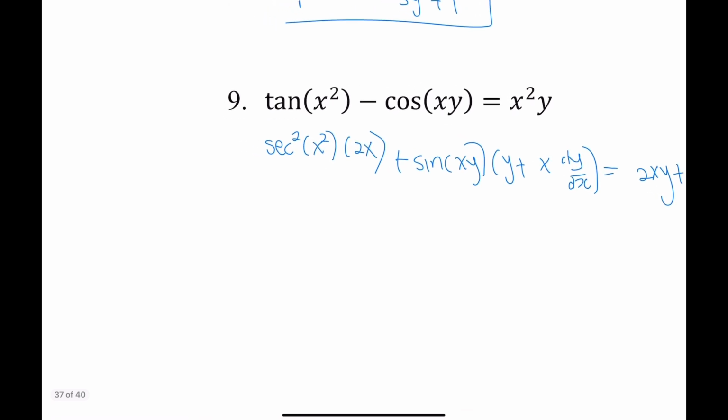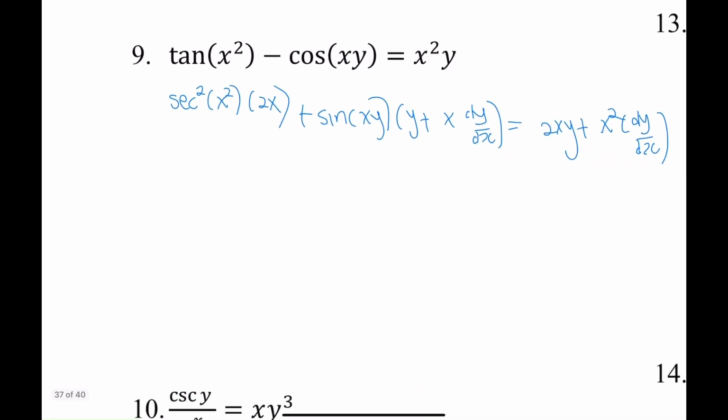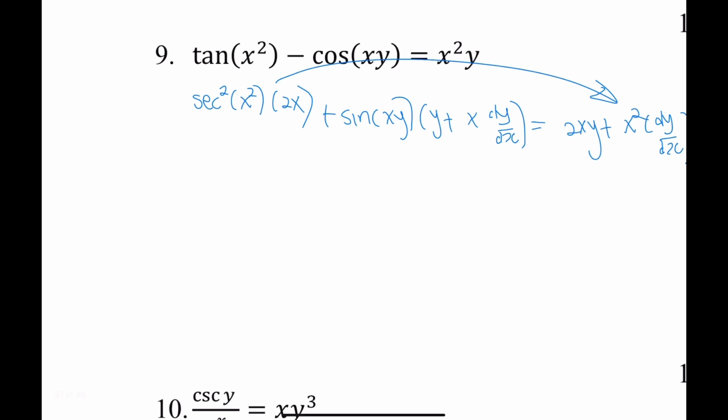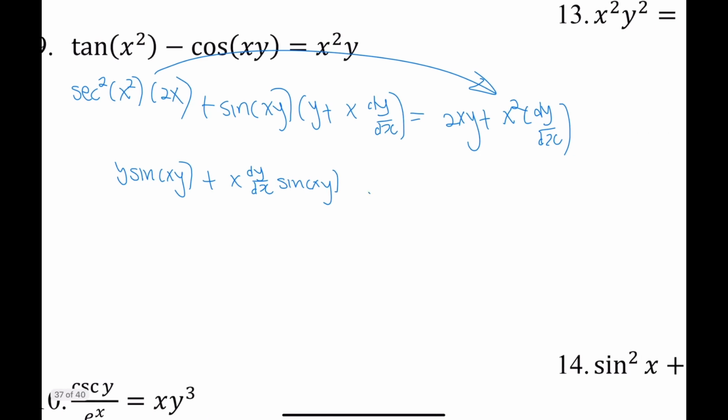Okay, so we're going to combine all the dy/dx's again. I think for that to happen we need to send this over here and then we have to distribute some things. So okay, y times sine xy plus x times dy/dx sine xy. Okay, and then I'm going to do minus x squared dy/dx equals 2xy and then minus secant squared x squared, 2x secant.